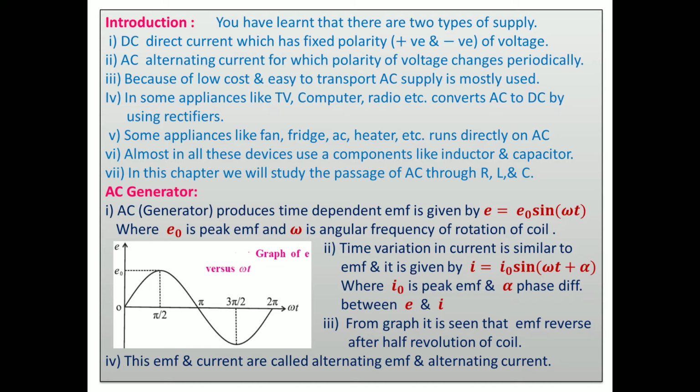So AC is the alternating current, for which the polarity of voltage changes periodically. Polarity of the voltage changes means it is 0, it goes to positive peak, comes to 0, again goes to negative peak, again comes to 0. It is one complete cycle. It happens 50 times in 1 second. So its frequency is 50 Hertz. At your home, MSCB provides this AC.